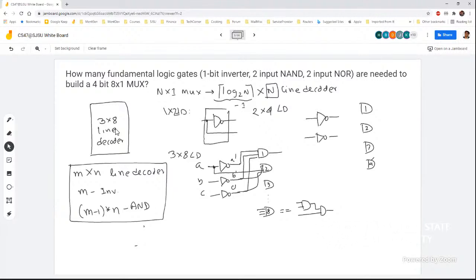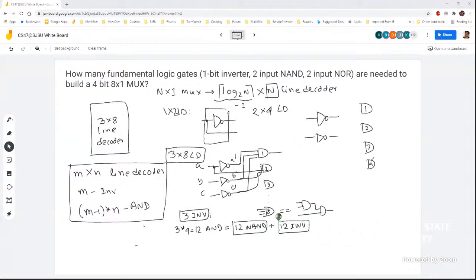Okay. So for this specific example, let's now count down the components for 3 by 8 line decoder first. So it has how many inverter then? It will have 3 inverter and 3 multiplied by 4 equal to 12 AND gate, which will give me 12 NAND plus 12 inverter. Okay, so inverter 3, 12 NAND, 12 inverter total.